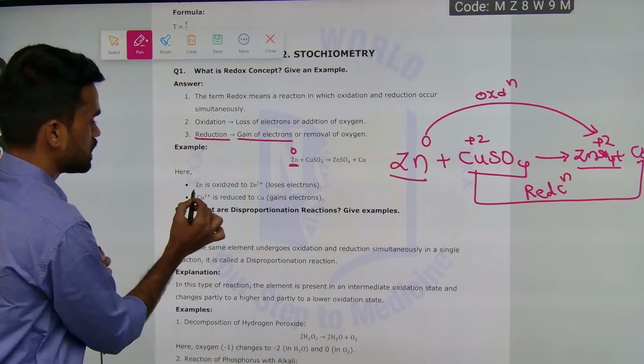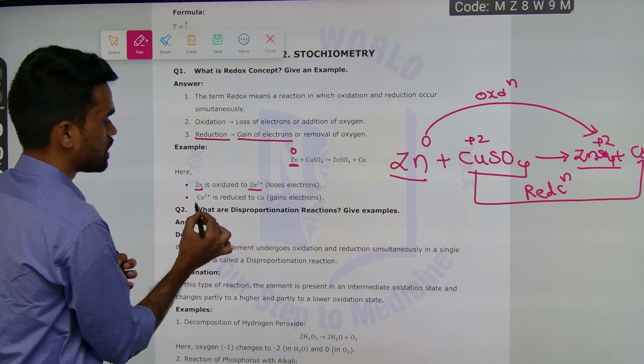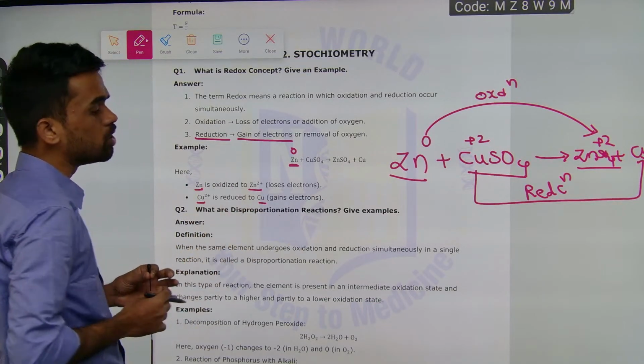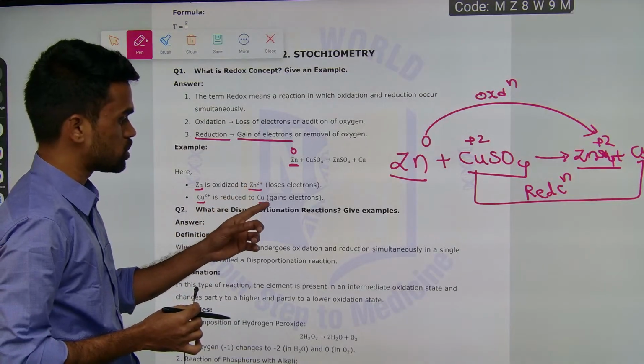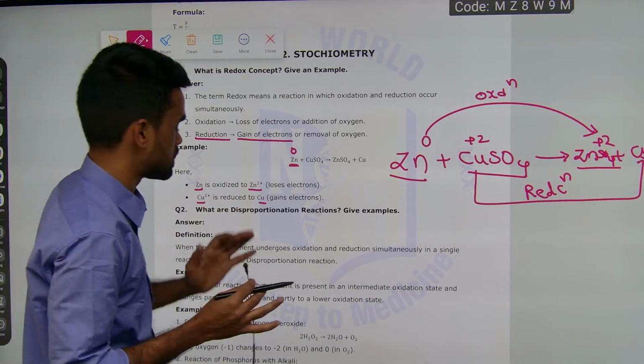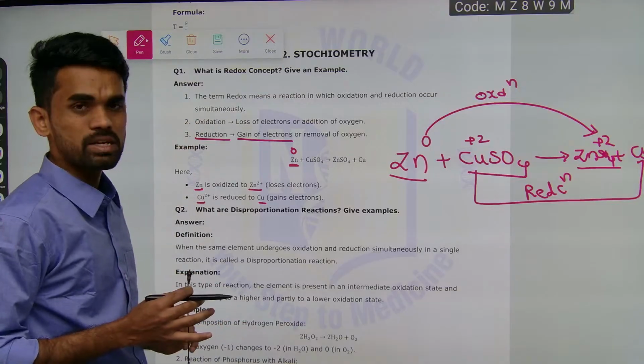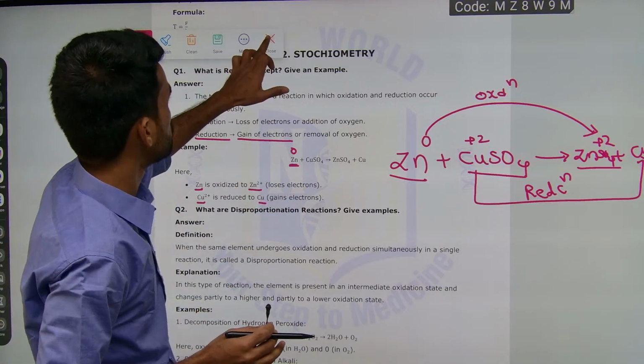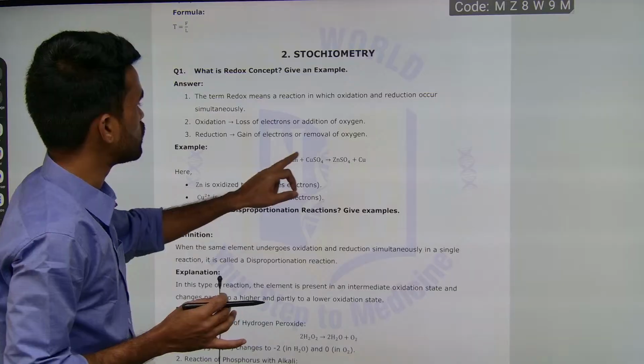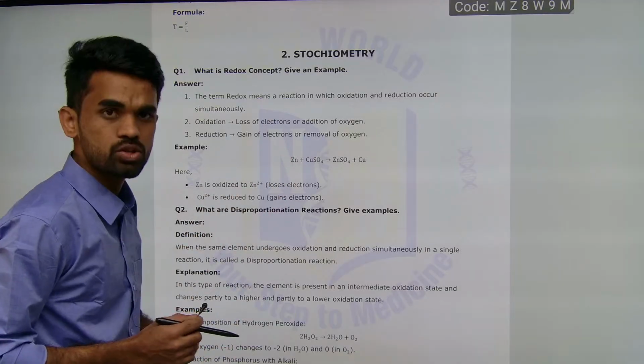Okay, so here zinc is oxidized to Zn+2, whereas copper +2 is reduced to copper. Loss of electrons is oxidation, gain of electrons is reduction. That's it. So this is how you need to present your first question, that is, what is the meaning of a redox reaction, with 1 or 2 examples.